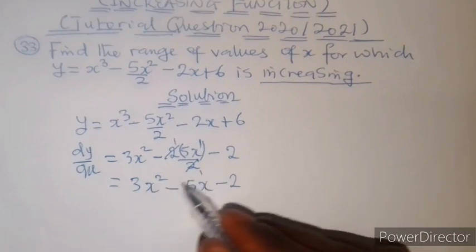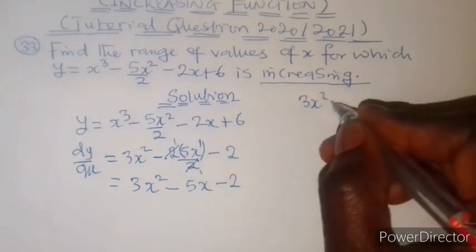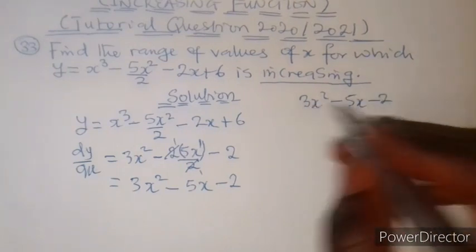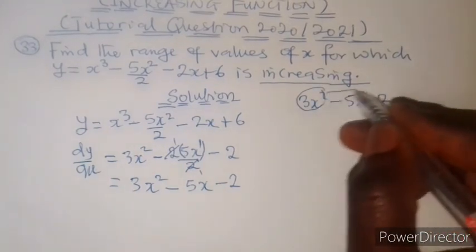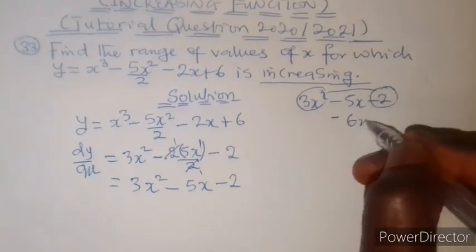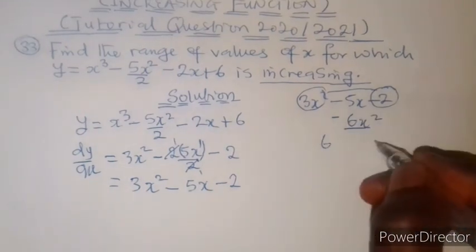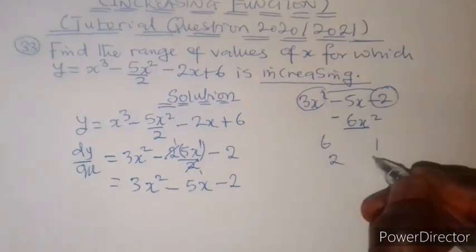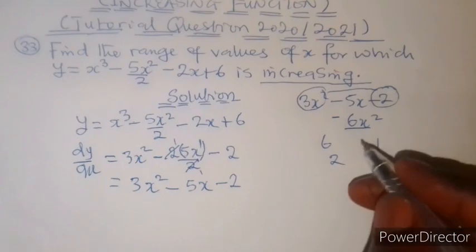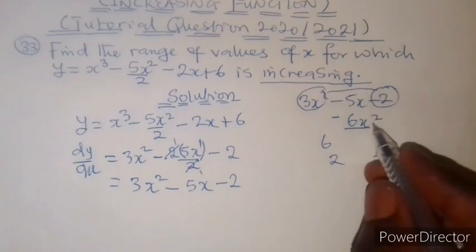Now all we have to do is to factorize this quadratic expression here. We are having 3x squared minus 5x, then minus 2. The very first thing is to multiply our 3x squared with this, and that will give us minus 6x squared. Now, what are the factors of minus 6? We have 6 and 1. We have 2 and 3. Now, we are looking for the factors that if we add them, will give us minus 5x, and if we multiply them, will give us minus 6x squared.